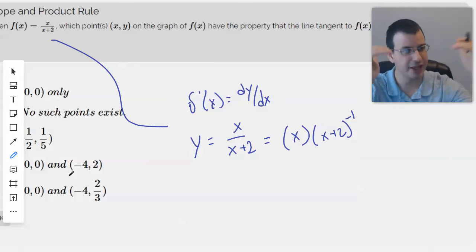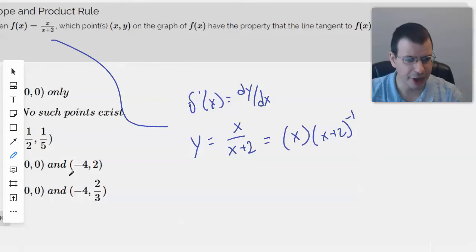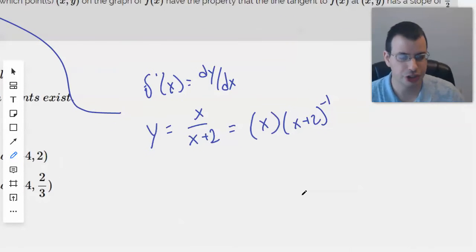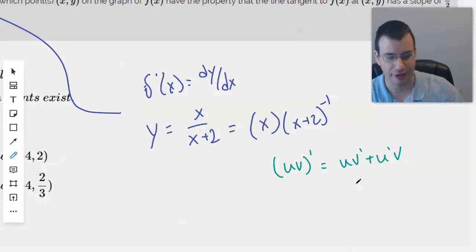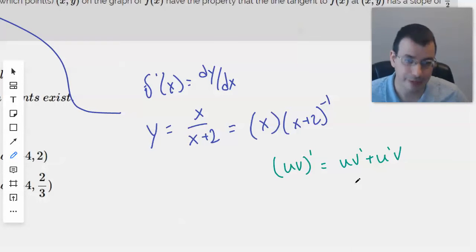If I left the x plus 2 on the bottom, I would have to do the quotient rule, which is fine. But I prefer just to do the product rule because it's one fewer formula that I have to memorize in life. And I haven't really got my comeuppance yet, so I keep doing it.